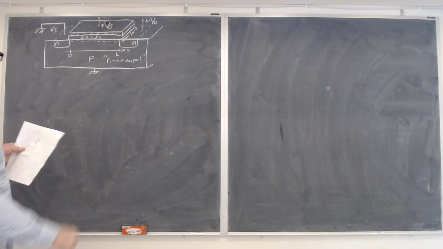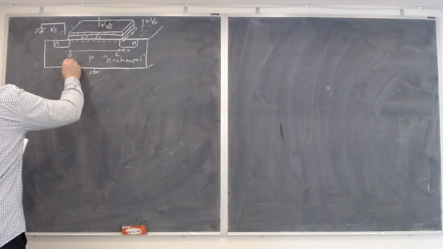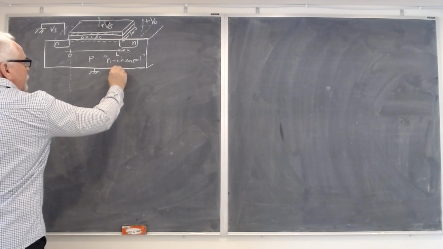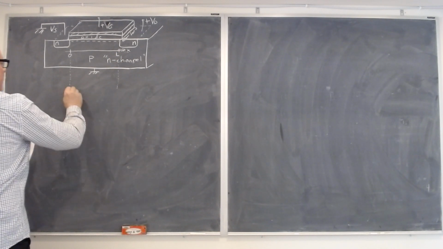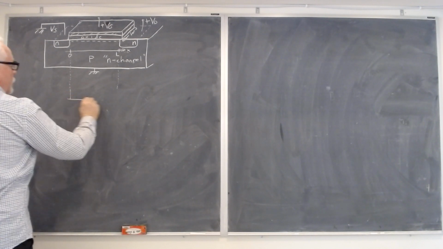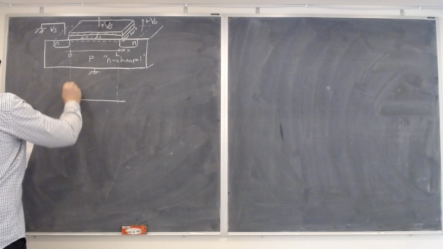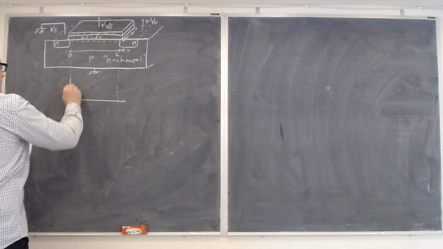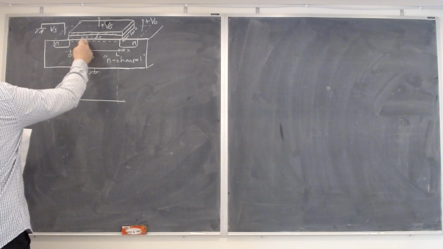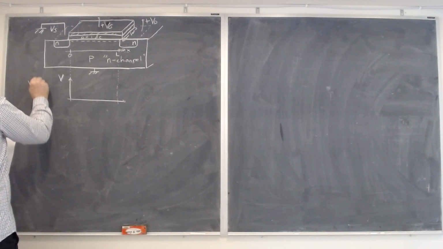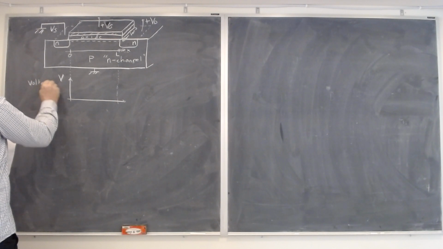And I'm just going to start analyzing it, and then we might go back and forth a little bit to make things more clear. So what I'm going to plot first is the voltage V, which is the voltage in the channel.